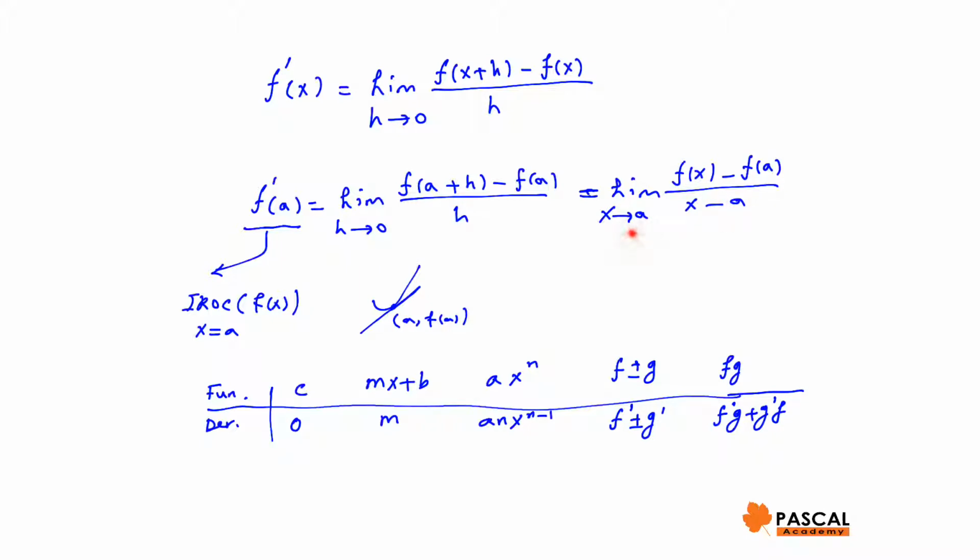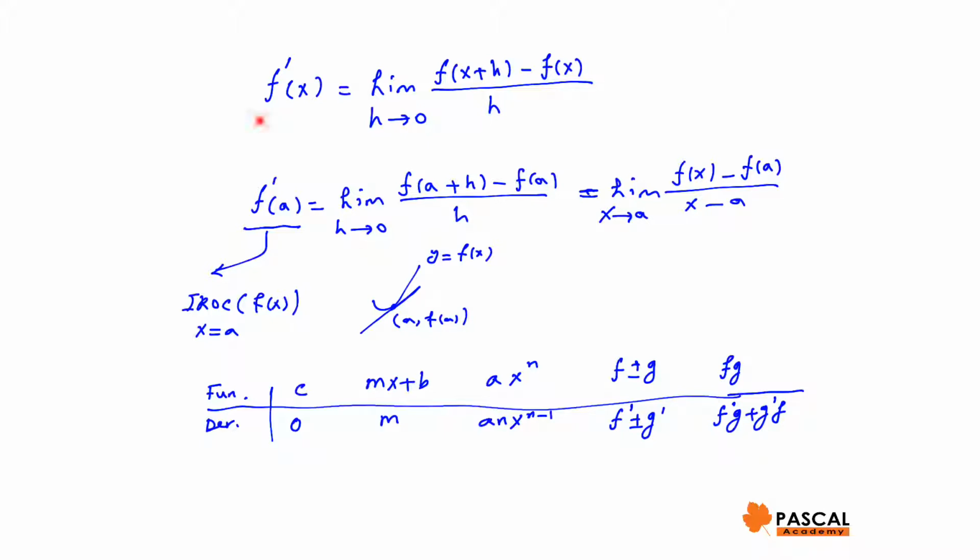as x approaches a. F prime of a is the instantaneous rate of change of f of x at x equals a. It is the slope of the tangent line to the graph of y equals f of x at point a, f of a on the graph of the function.